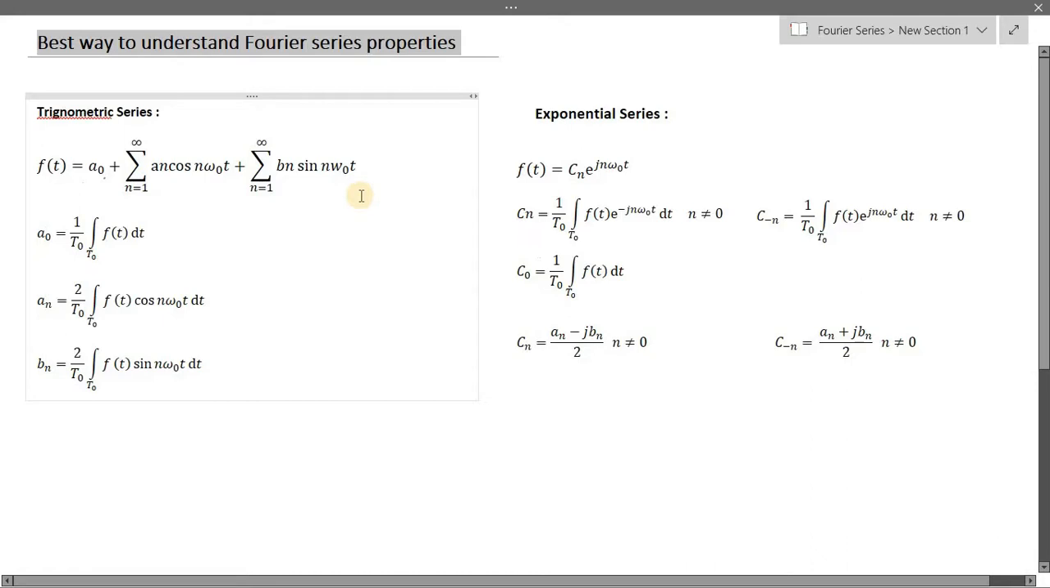Okay. So starting with the video, let me tell you that we are not going to use the trigonometric series in any of the GATE sums. We are always going to use the exponential series to solve the Fourier series sums. Always. Okay. Why am I telling this?